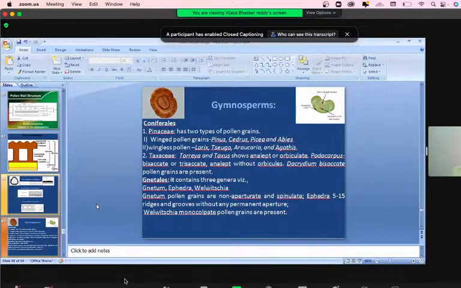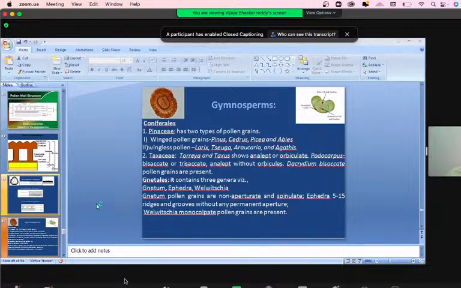Gnetum pollen grains are non-aperturate, no apertures are seen. Another term I told you is the omni-aperturate condition, and spinules are present. Whereas Ephedra has 5 to 15 ridges and grooves without any permanent apertures. Just a ridges and grooves pattern can be seen in Ephedra. Whereas Welwitschia is monocolpate. See the important character here, monocolpate. Monocolpate condition is also another important character for the monocots.